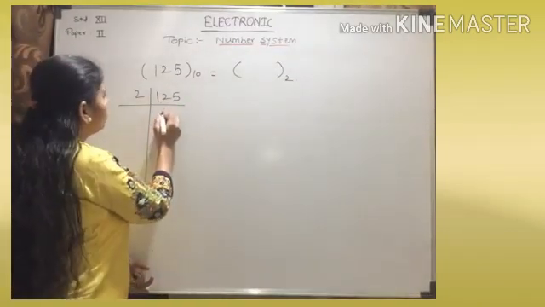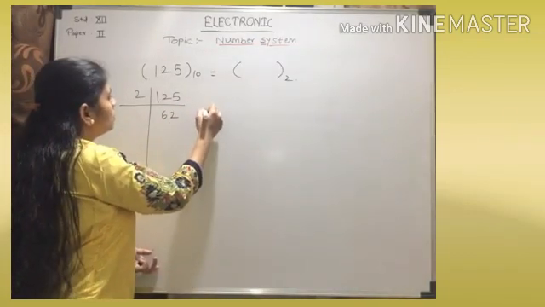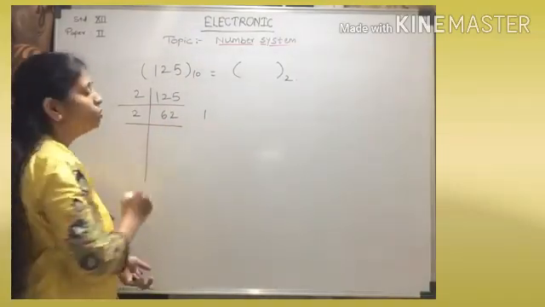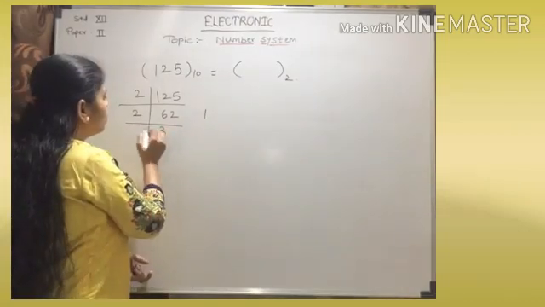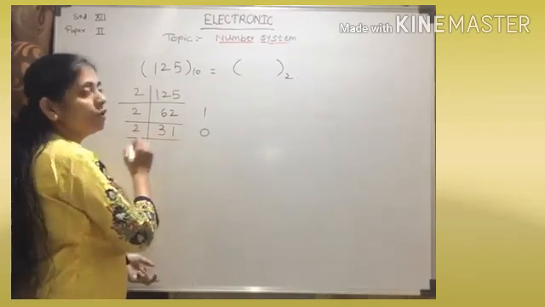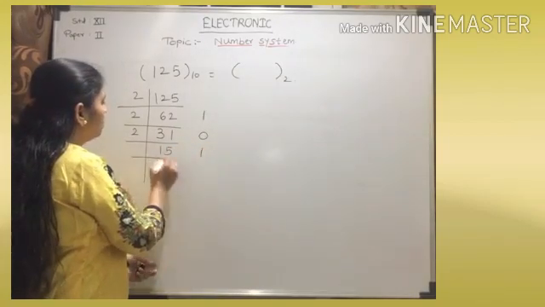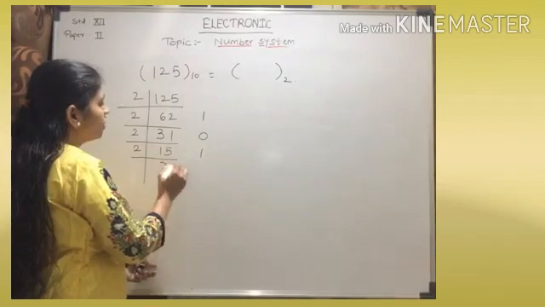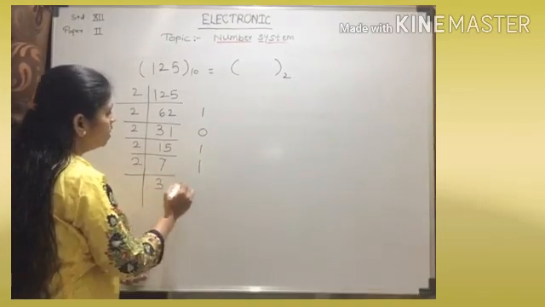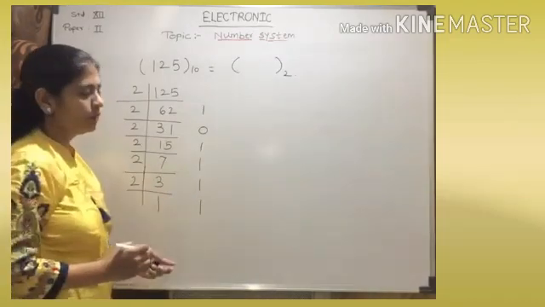By dividing this, we got here 2 6s are 12, 2 2s are 4, and the remainder is 1. Now again divide this number by 2. So we got here 2 3s are 6, 2 1s are 2, and the remainder is 0. Divide this number by 2. We got here 15 and the remainder is 1. 2 7s are 14, remainder is 1. 2 3s are 6, remainder is 1. 2 1s are 2 and the remainder is 1.